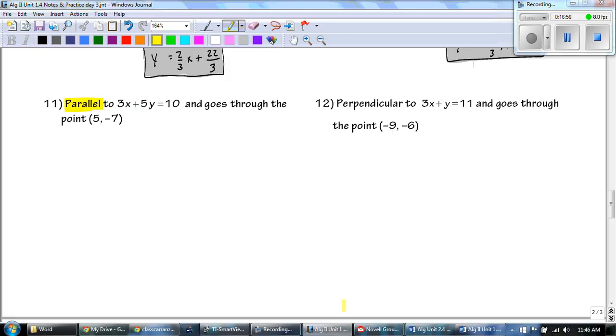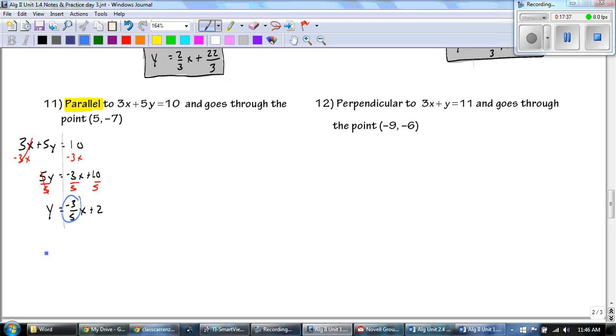Now, there's just a little bit different stuff that we have to do for number 11. I know that I need to be parallel, but where's my slope? I have to find my slope. So I have 3x plus 5y equals 10. I need to find my slope first, so I have to solve for y. I'm going to subtract the 3x. I get 5y equals negative 3x plus 10. I divide by 5, and remember, I have to divide everything by 5. And I get y equals negative 3 over 5x plus 2.